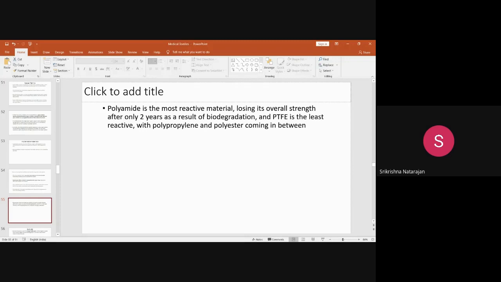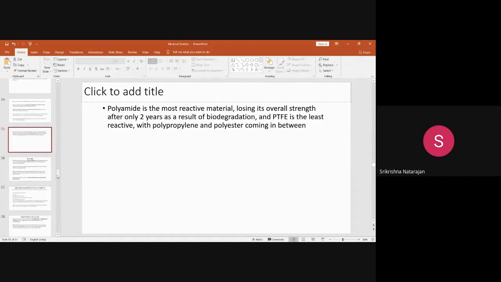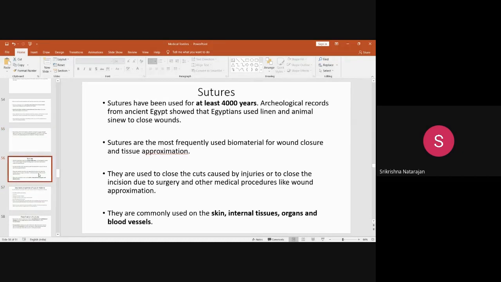But whereas if you see polypropylene and polyester, these will not degrade in 2 years. It may take some more time to degrade. And PTFE is the least reactive, which means that it will take a lot of time to degrade. So that is the thing. We will be discussing this later, about how this biodegradability happens. So in today's lecture, we will see about the sutures.